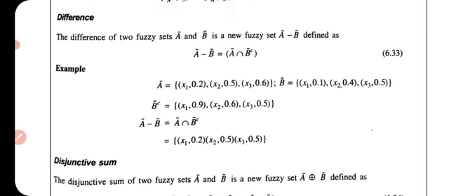Next operator is difference. The difference of two fuzzy sets A and B is a new fuzzy set A minus B. Difference is A minus B, but the equation is different. The difference A minus B is equal to A intersection B complement. It is a combination of several operators, the difference.